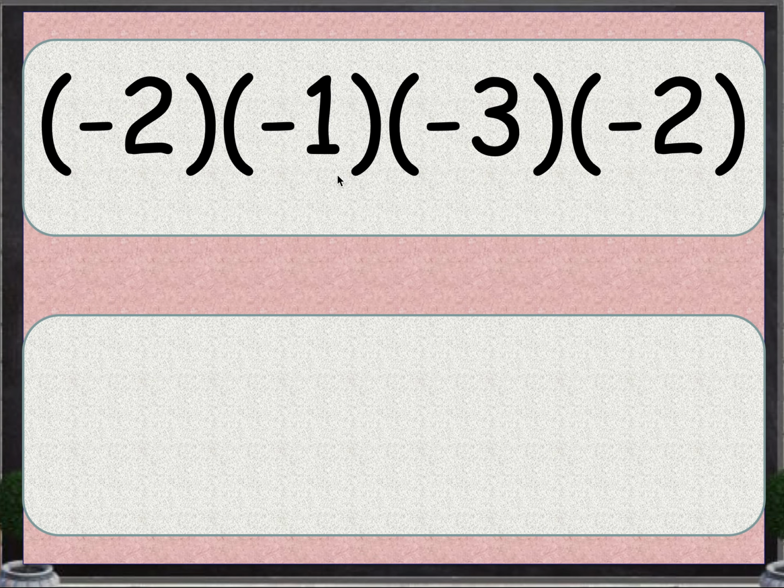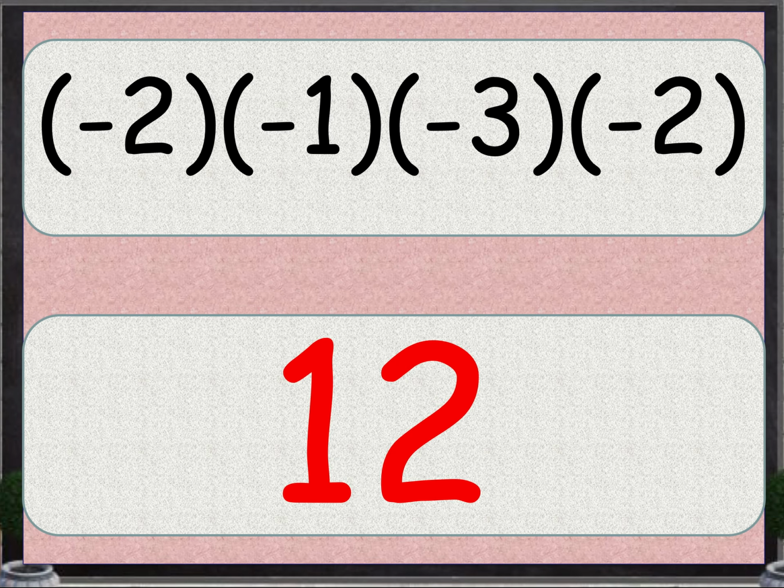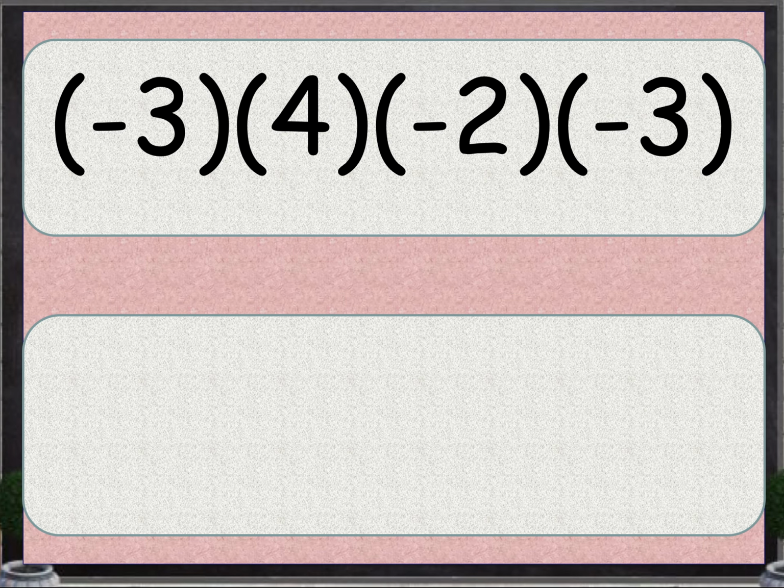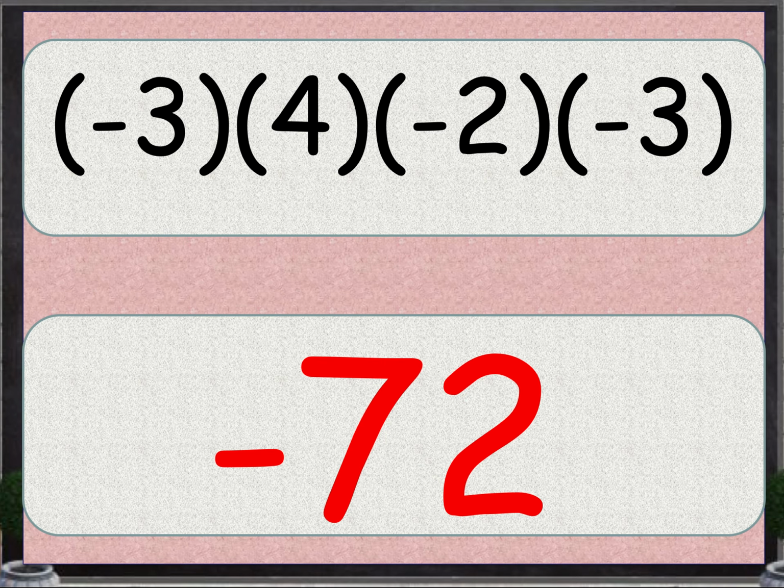Negative 2 times negative 1 times negative 3 times negative 2. So we have four negative signs. Even number, so the answer is positive 12. Negative 3 times 4 times negative 2 times negative 3. So we have three negative signs. Odd number, so the answer is negative 72.